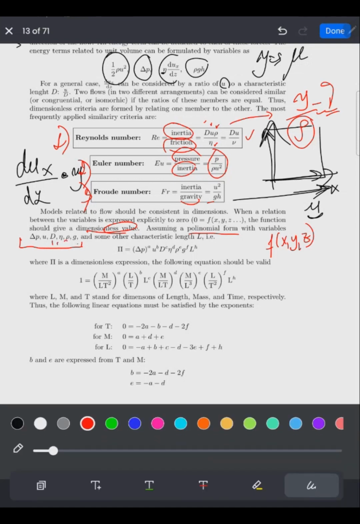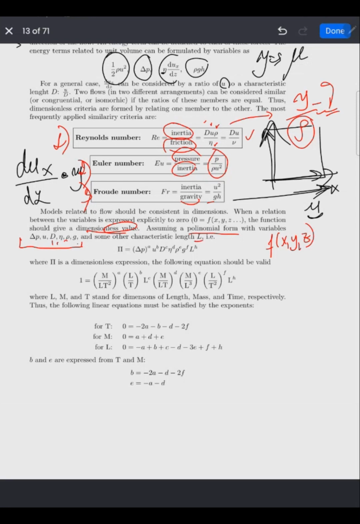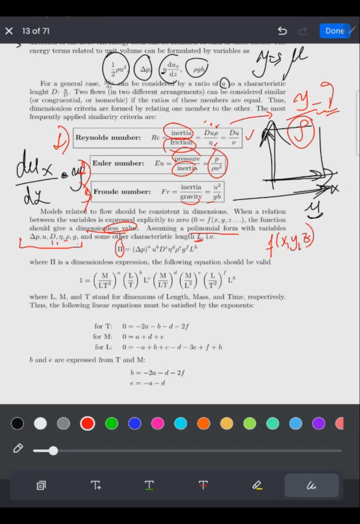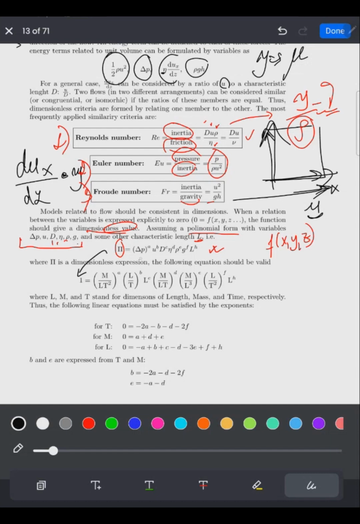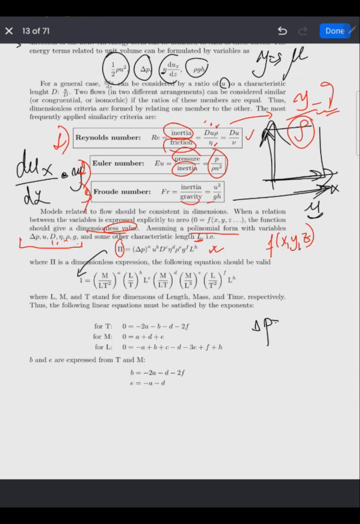You need to keep in mind these equations because we'll use all of them in a moment. The last one is the Froude number. The Froude number is equal to inertia over gravity. You can see the gravity acceleration, and this is very easy to remember in such a way. So we'll use the dimensional rules.